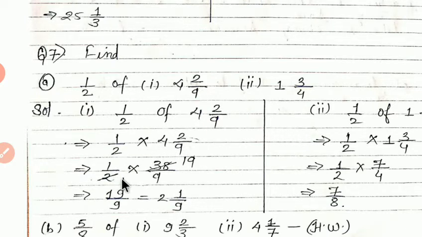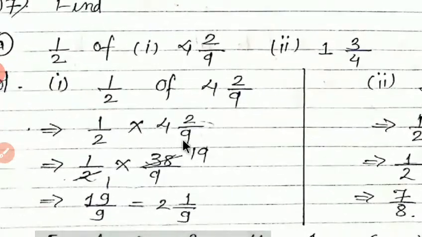So 1 by 2 into, first we will change into improper fraction. So 9 4s are 36, 36 plus 2 is 38. So 38 by 9. If any number is divisible here, first we will divide that number. After that we will multiply. So 2 1s are 2, 2 1s are 2 and 2 9s are 18. So 19 times. Now you can see 19 and 9 are not possible to cut, so we will write as it is. So 19 upon 9, or we can write it as 2 1 upon 9.